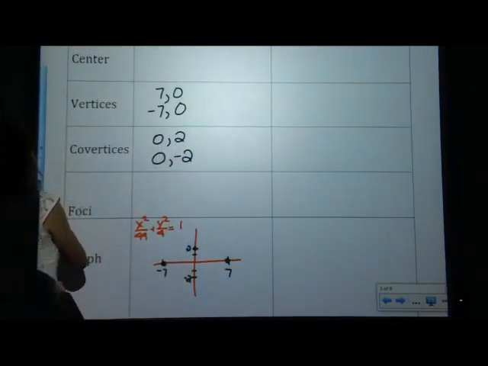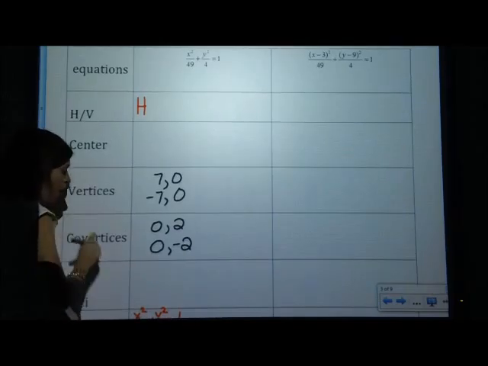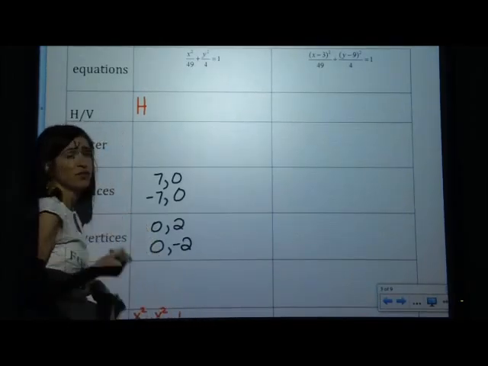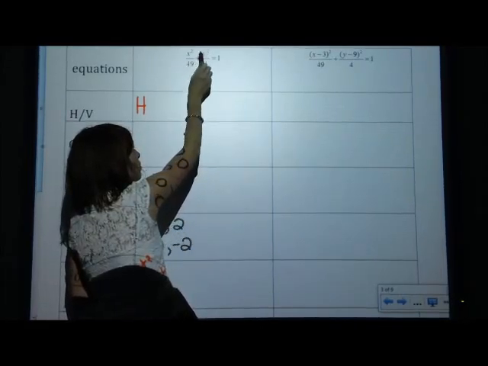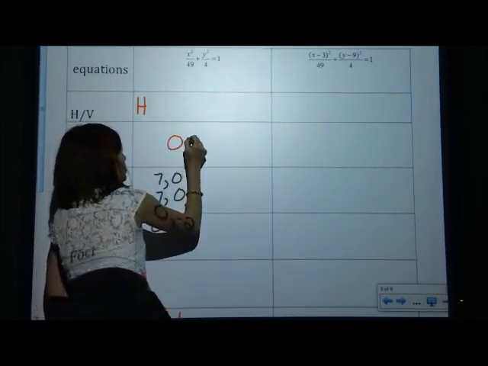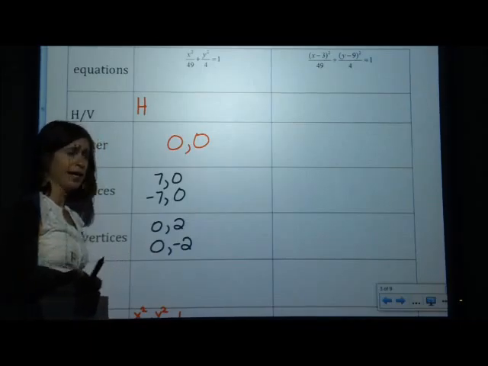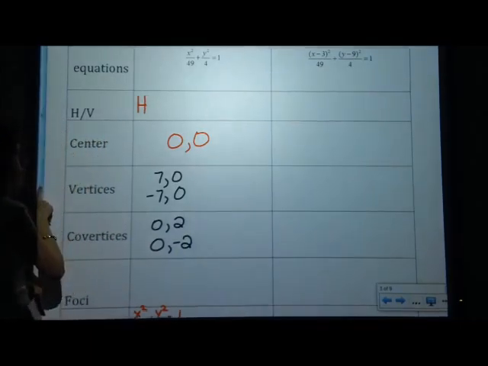Okay, but what's the center? And I don't know that I spent a lot of time talking about this yesterday, and so I apologize for that, but now I want you to look at it. Just like the circle, if there's no number in here, then the center is 0, 0. Okay? All right, now we've got to find our foci.